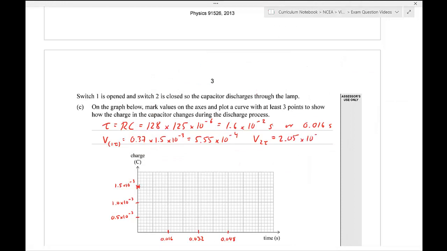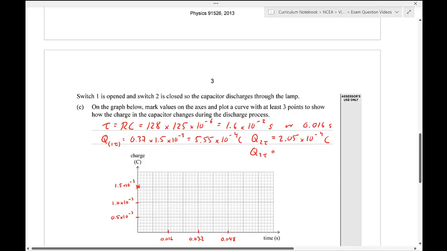2.05 times 10 to the minus 4. Oh, sorry, this is not voltages, this is charges. Q, and this is also Q. And this is in coulombs. That's in coulombs. And then we'll do one more.